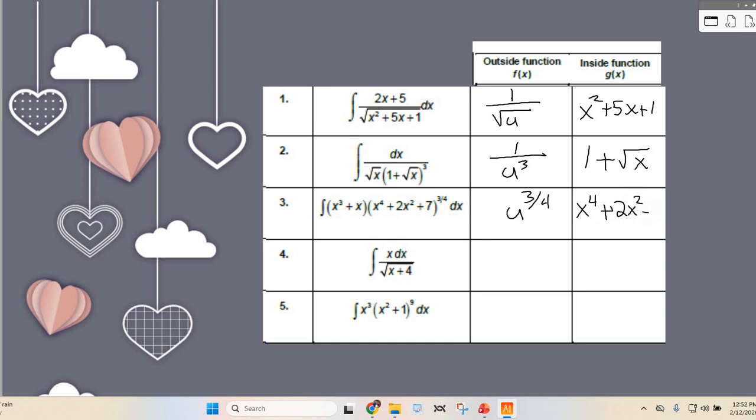Which also makes sense because what's the derivative of x to the 4th plus 2x squared plus 7? 4x cubed plus 4x. So notice that both of those have a 4, but if I take away the 4, I get x cubed plus x. So again, we have an extra constant, but that's not going to be super hard to deal with here in a bit. All right, what about our next one?